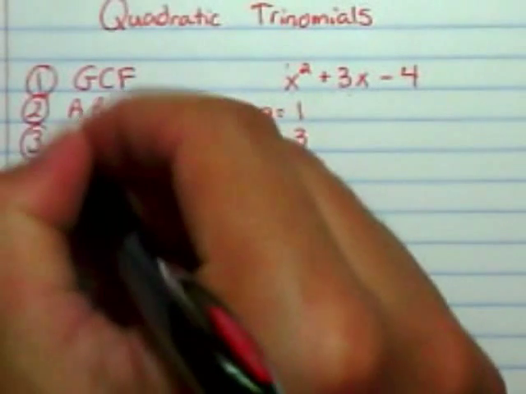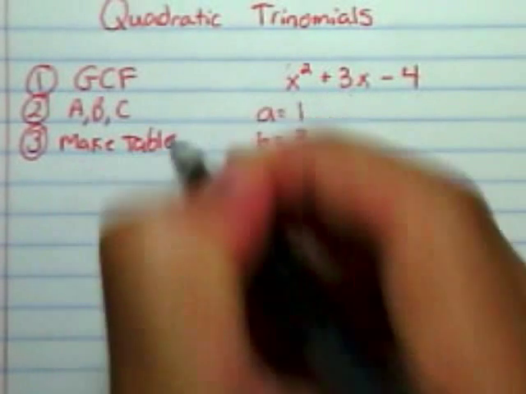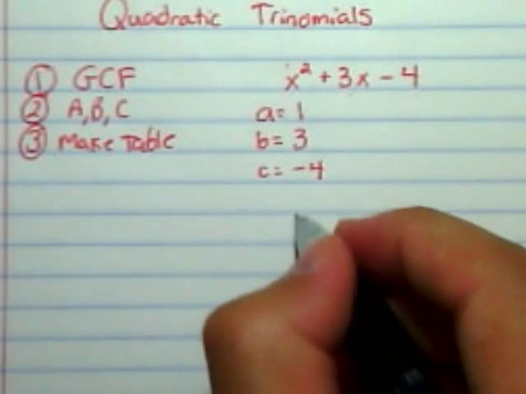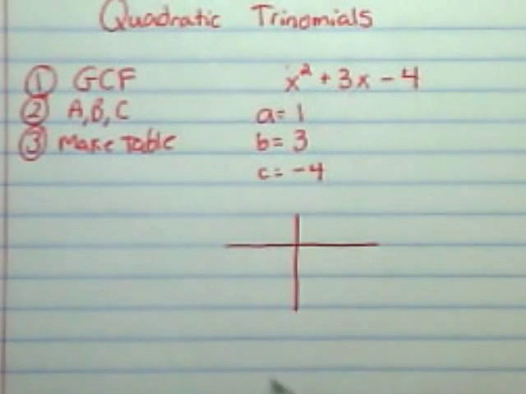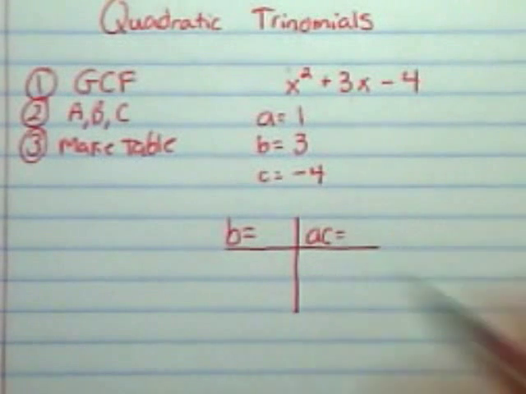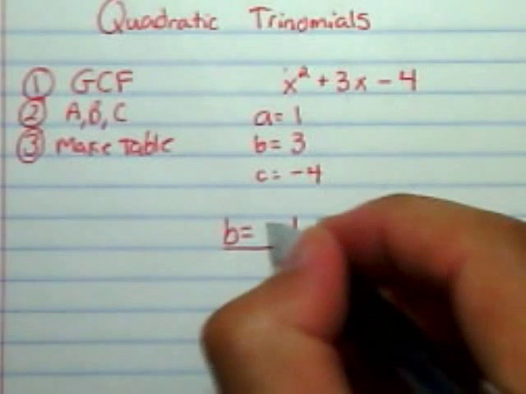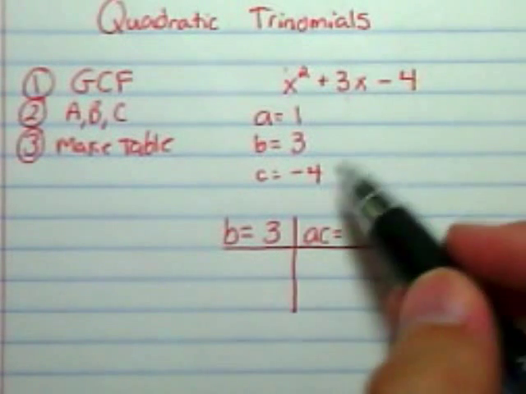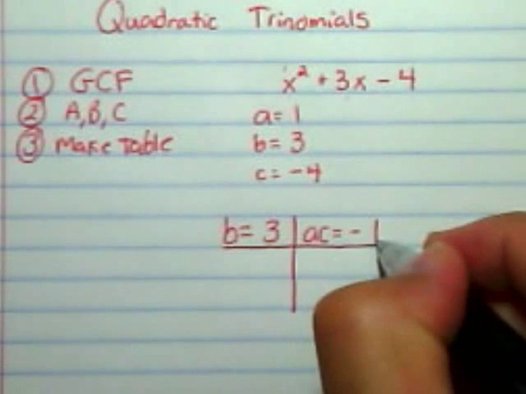Step 3 is to make a table. So we're going to make a table here. Alright, and our table should be set up like this: B equals and AC equals. That's how you set up your table. So our B here equals 3. Our AC means we're multiplying negative 4 times 1, which gives us negative 4.